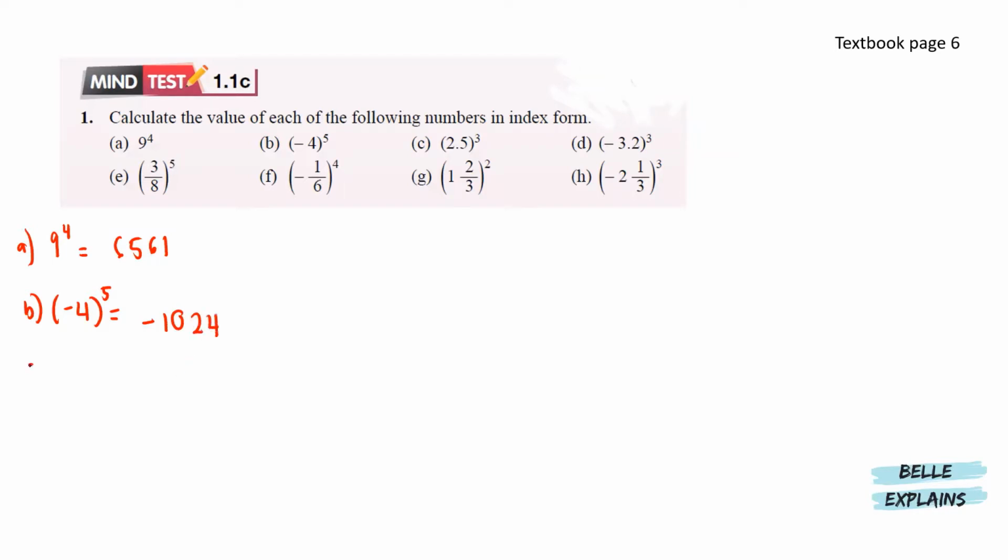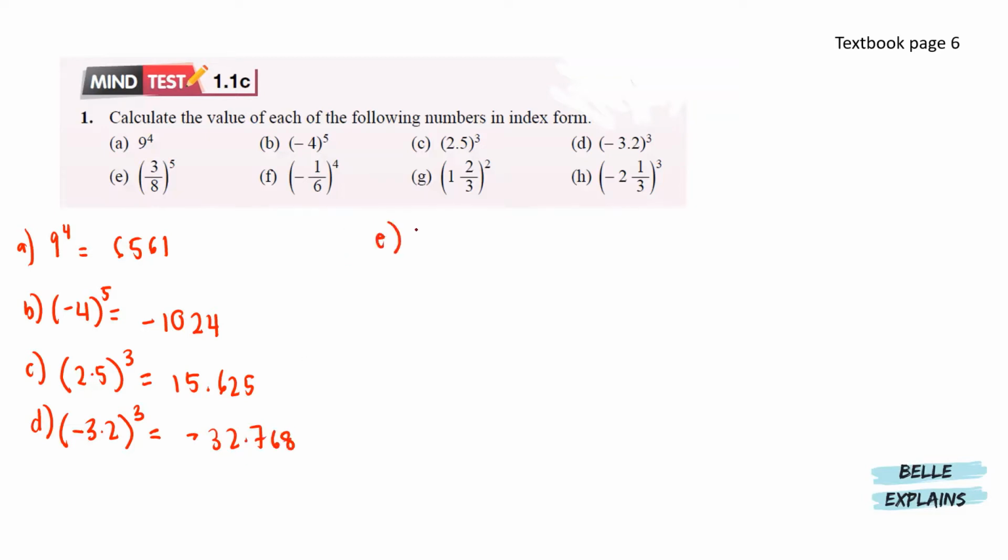-1024. For C, put it in your calculator as bracket 2.5 to the power of 3. So that will give us 15.625. Next for D, bracket -3.2 to the power of 3. So that will give us -32.768. Next for E, we have bracket 3/8 to the power of 5. So that should give us 243/32768.